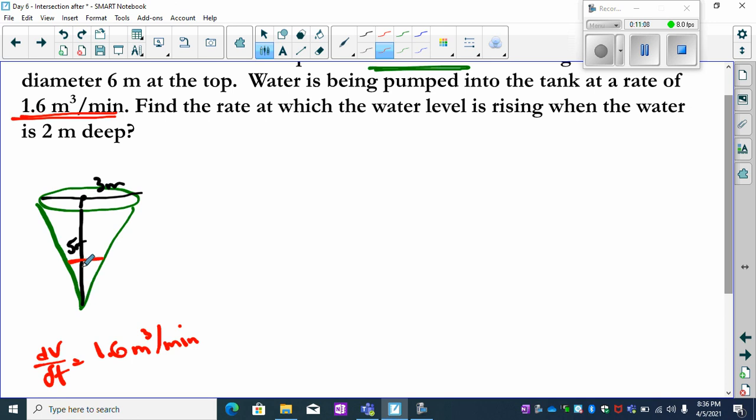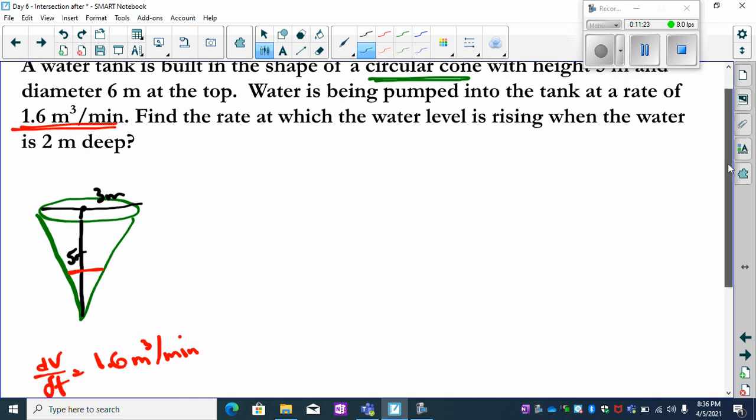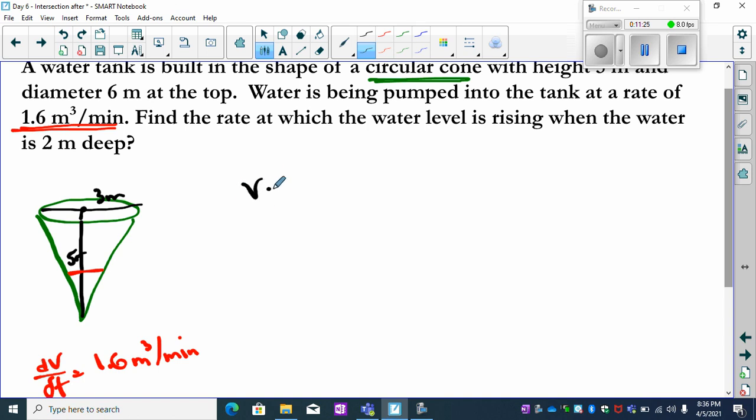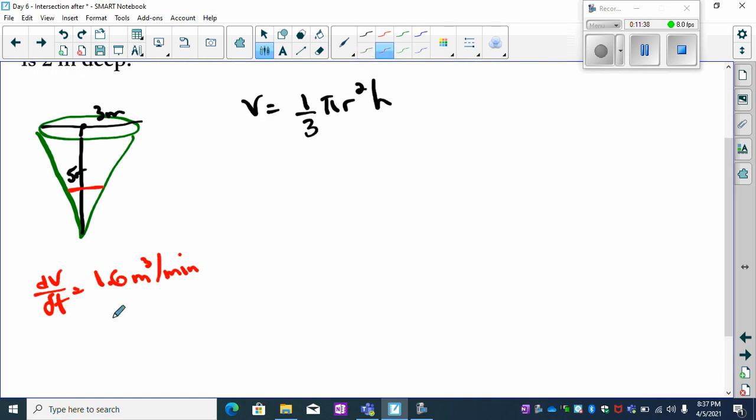But we're asked to find the rate at which the water level is rising, so dH over dt, when the height is 2 meters. We got to find a formula that relates the volume of a cone. The volume of a cone looks like this: 1/3 pi r squared h. Now here's the problem. They want me to find dH over dt.